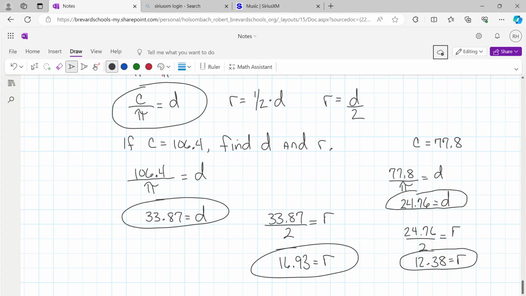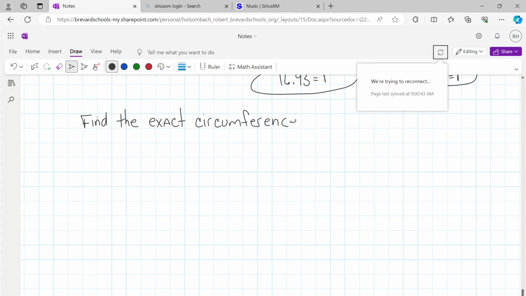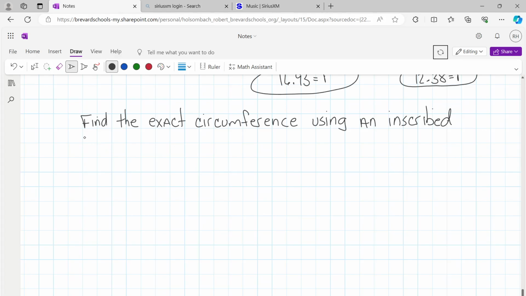Okay, and finally what we're going to do today, or you're going to do today, is we're going to find the exact circumference using an inscribed polygon.